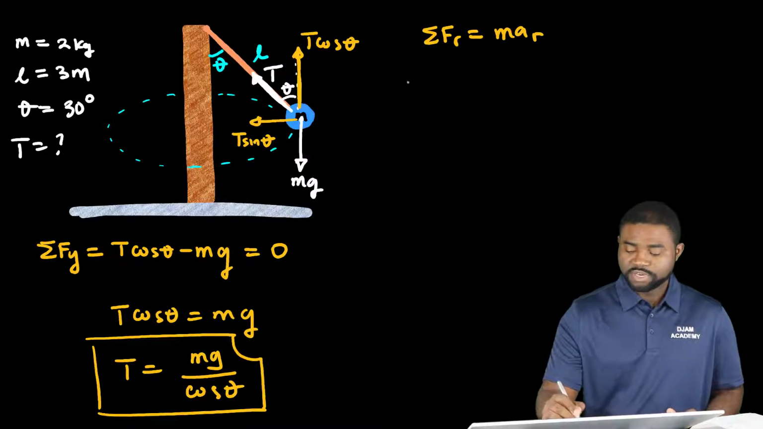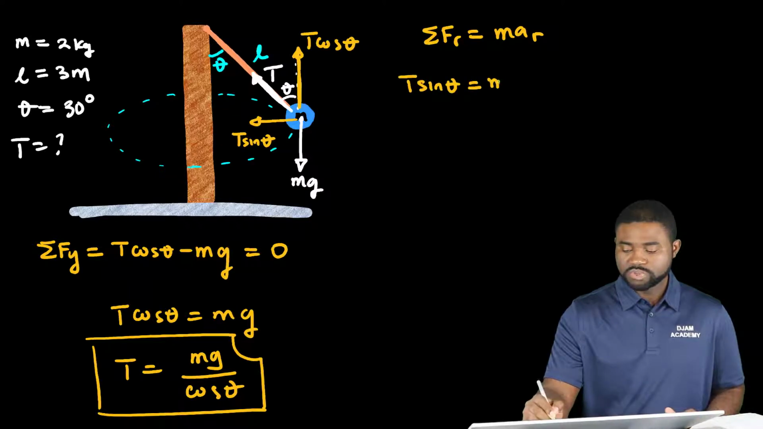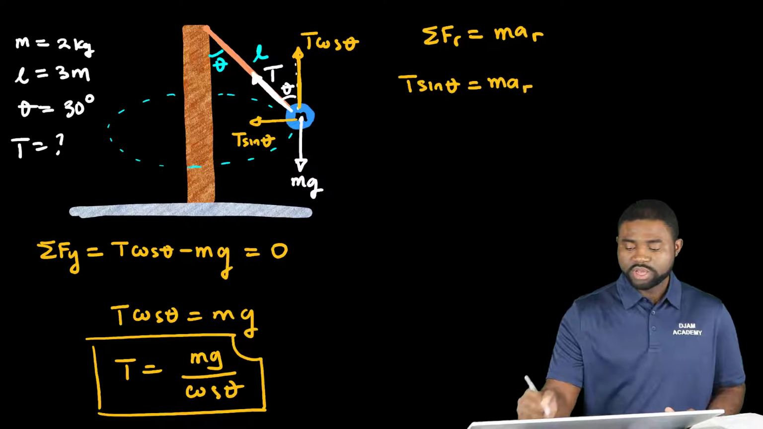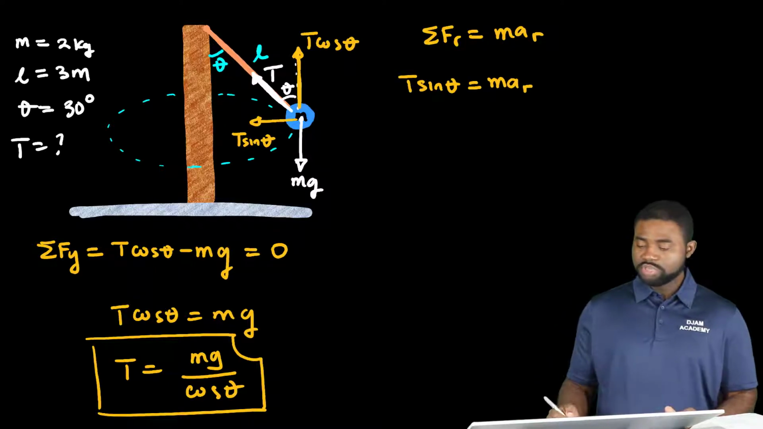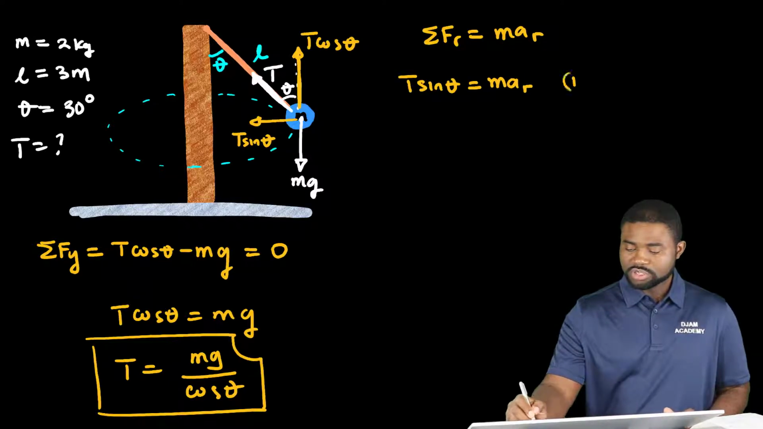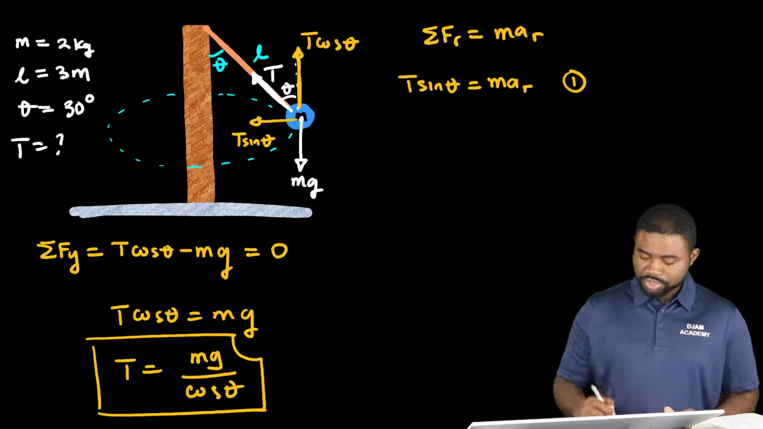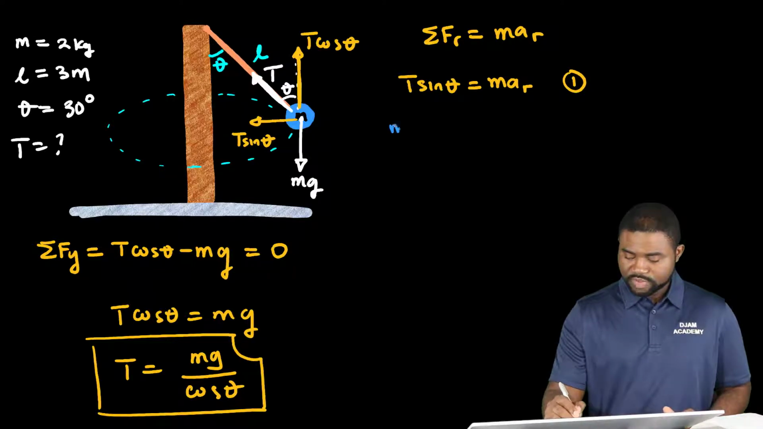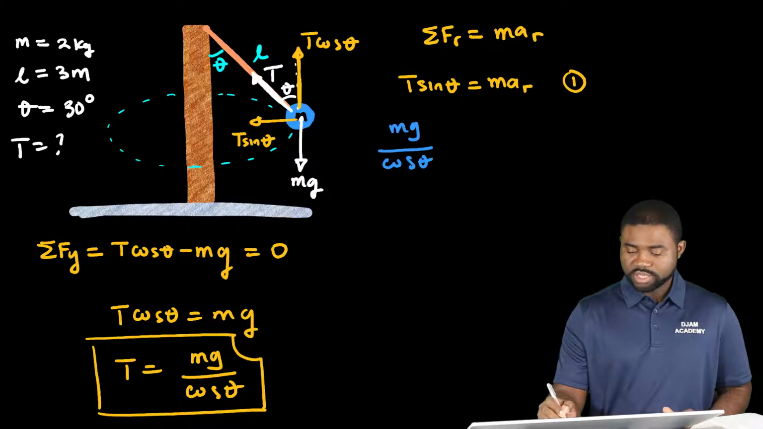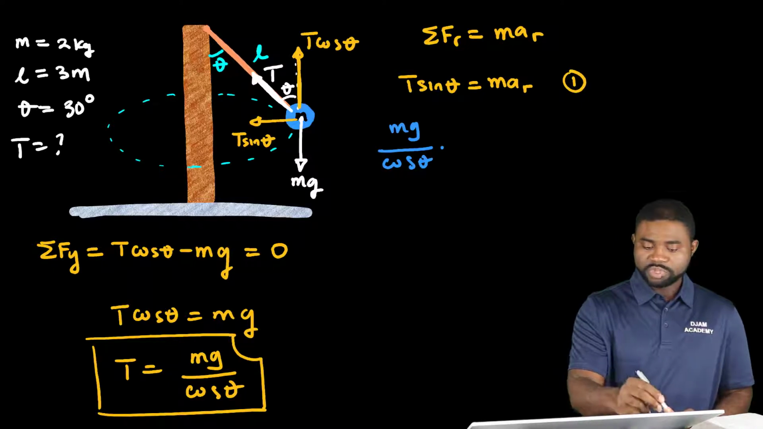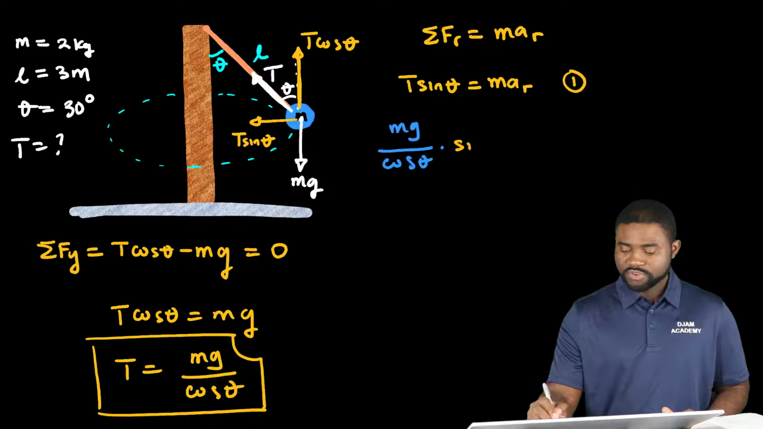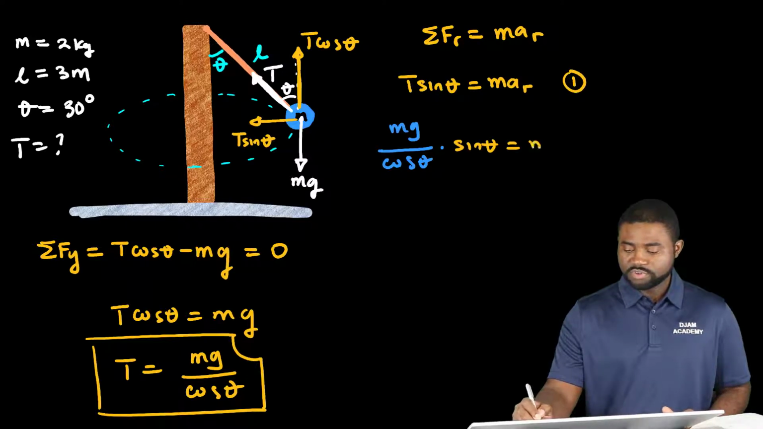So we now have here T sine theta equal to m a_r. Let's call this equation 1. What do we know? T is mg divided by cosine theta, and we are multiplying that with sine theta, all of this equal to m a_r.